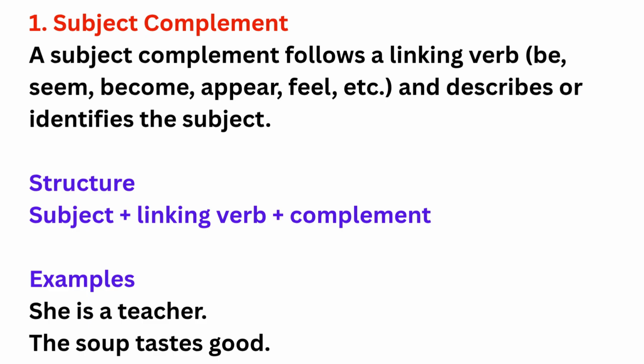A subject complement follows a linking verb, such as be, seem, become, appear, or feel. Its purpose is to describe or identify the subject, rather than show an action. In other words, the complement gives additional information about the subject itself. The basic structure is as follows: subject plus linking verb plus complement.